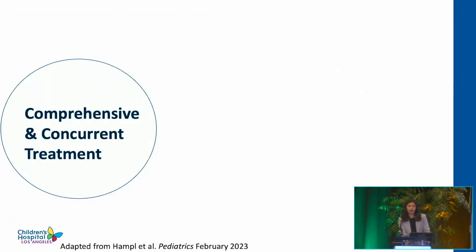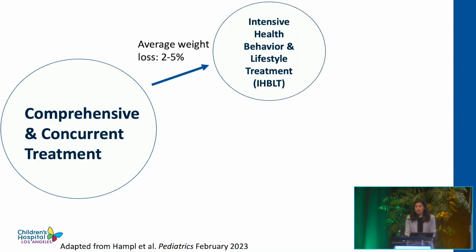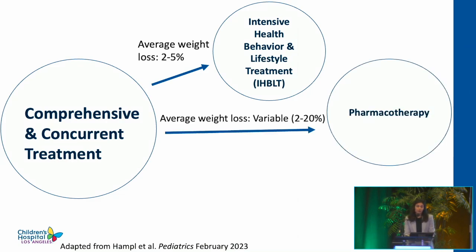So what does comprehensive and concurrent obesity treatment entail according to the American Academy of Pediatrics? Well, there are 3 cornerstones. The first is intensive health, behavior, and lifestyle treatment, which is essentially modification of diet and exercise. But what we see is that when this is used alone, weight loss is 2 to 5%. The second cornerstone is pharmacotherapy, and we have oral and injectable agents available to us, and the weight loss varies between 2 and 20% depending on the agent used.